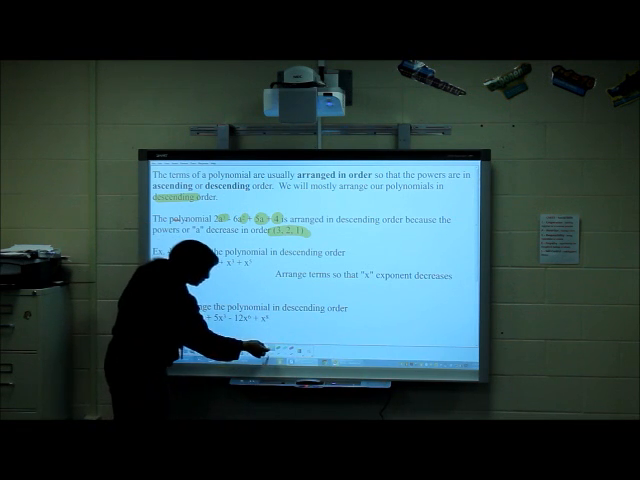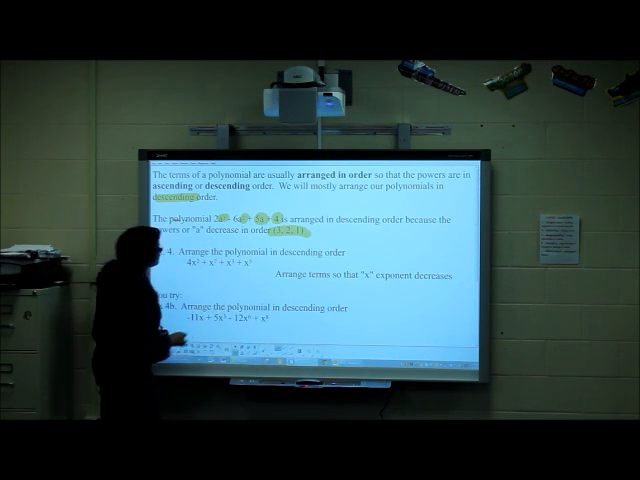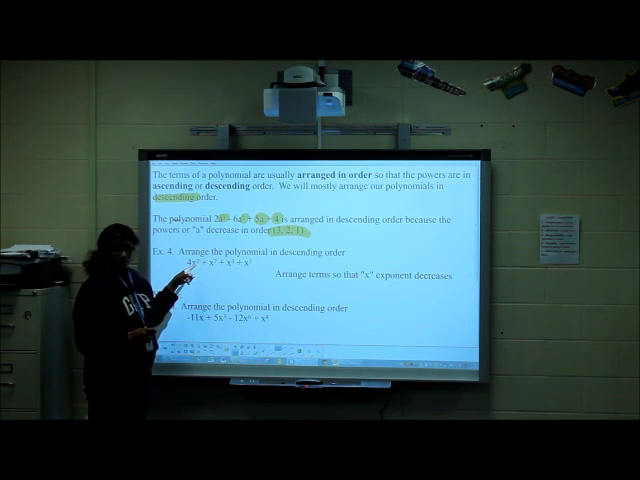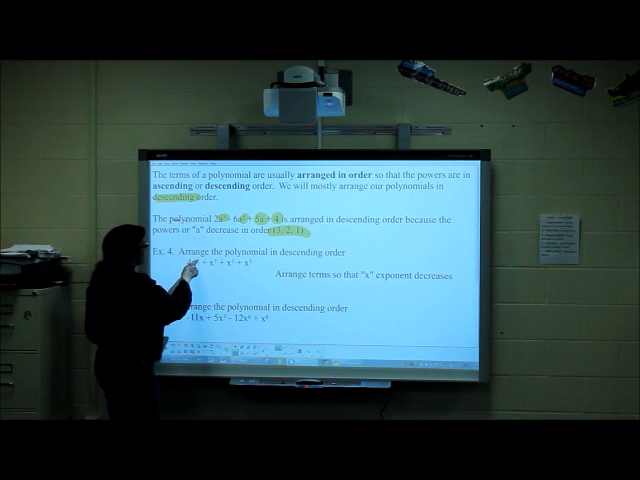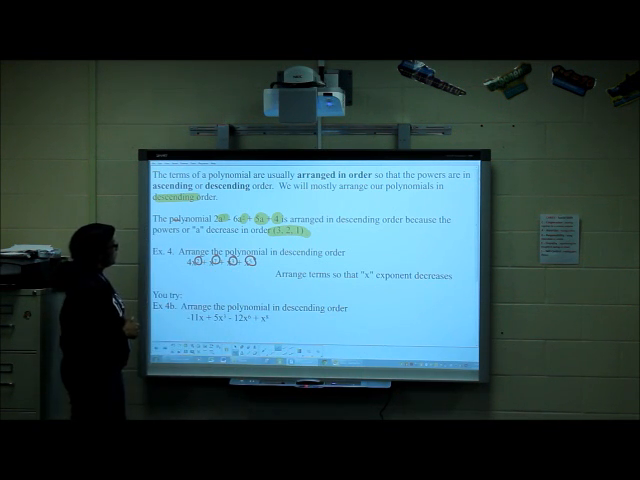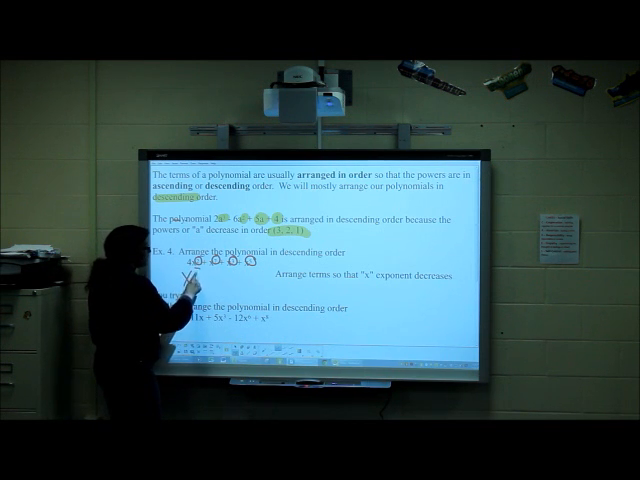Let's look at this one. Don't be confused by the coefficient. Some students want to put this one first just because it has a 4 coefficient. Okay, not true. You're only looking at the exponents on the variables. So which one goes first? X to the 7th, highest exponent. Then what? X to the 5th.